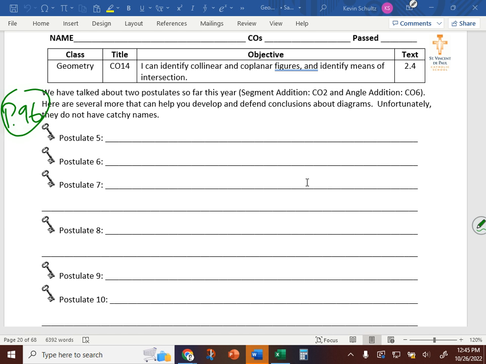So postulate 5 says that through any 2 points, there exists exactly one line. Through any 2 points, there exists exactly one line.